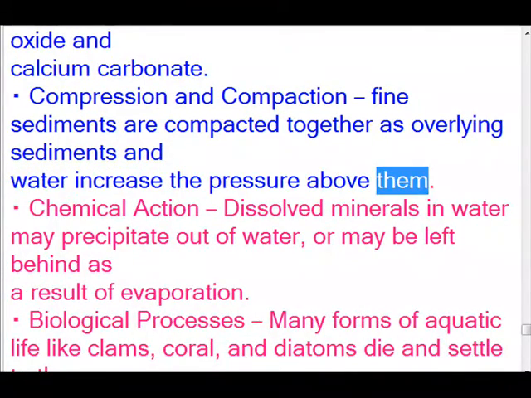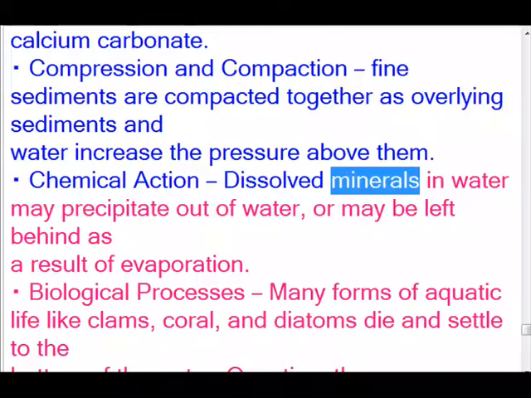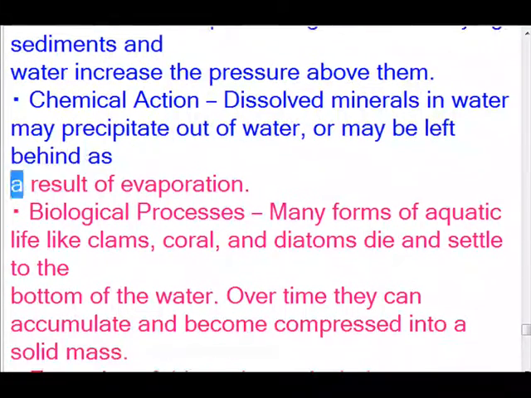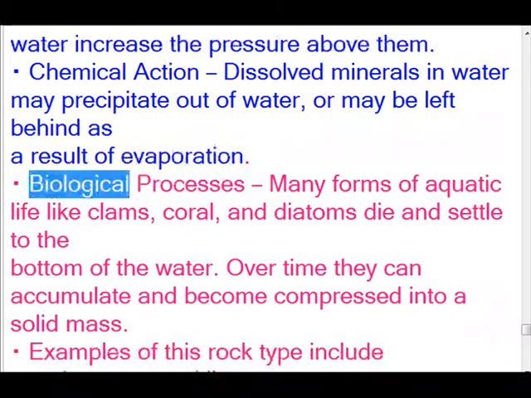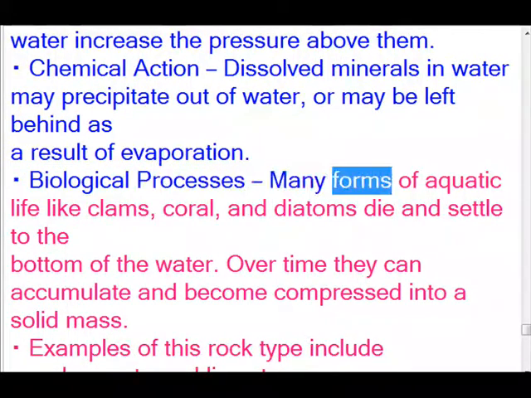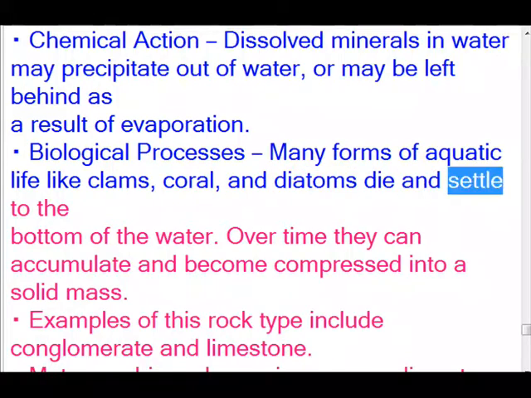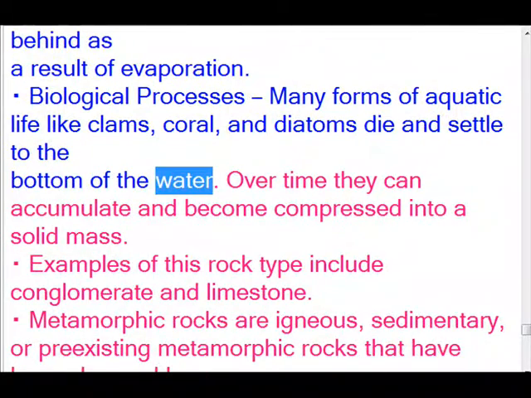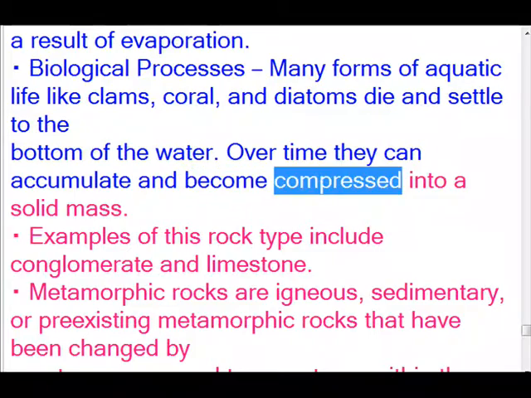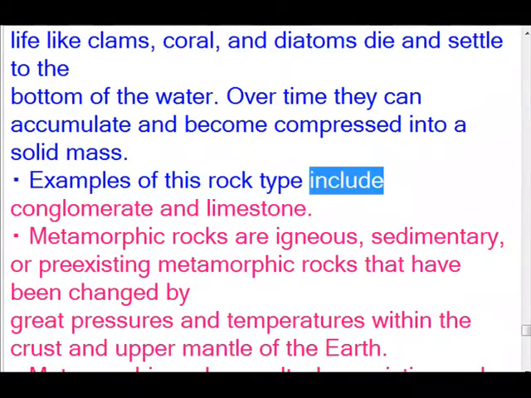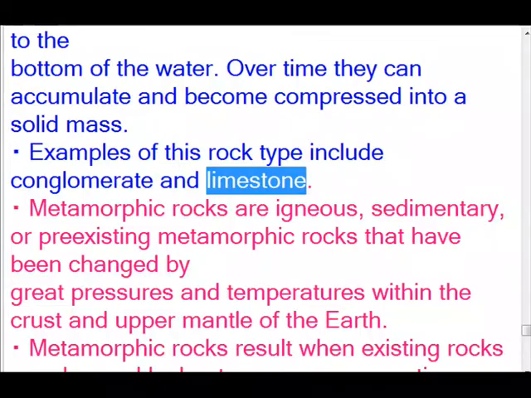Chemical action: dissolved minerals in water may precipitate out of water, or may be left behind as a result of evaporation. Biological processes: many forms of aquatic life like clams, coral, and diatoms die and settle to the bottom of the water. Over time they can accumulate and become compressed into a solid mass. Examples of this rock type include conglomerate and limestone.